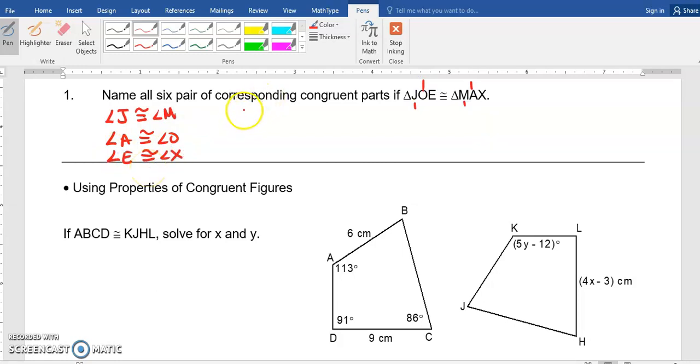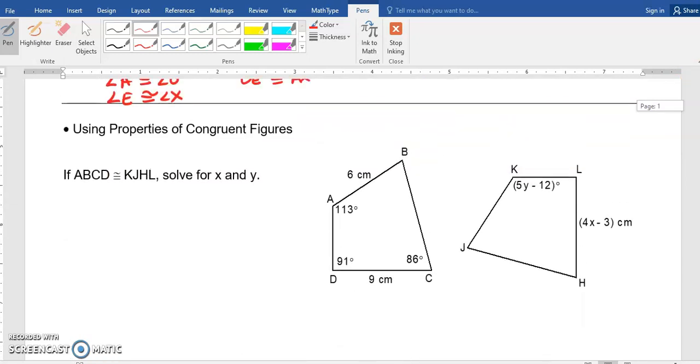I also know that side JO is congruent to MA. I know that OE is congruent to AX, and I know that JE is congruent to MX. It has to be those because of the way the statement is written. It has to be the ones in the same spot in the statement. Okay, and when you're naming congruent triangles, you have to be careful of that as well.